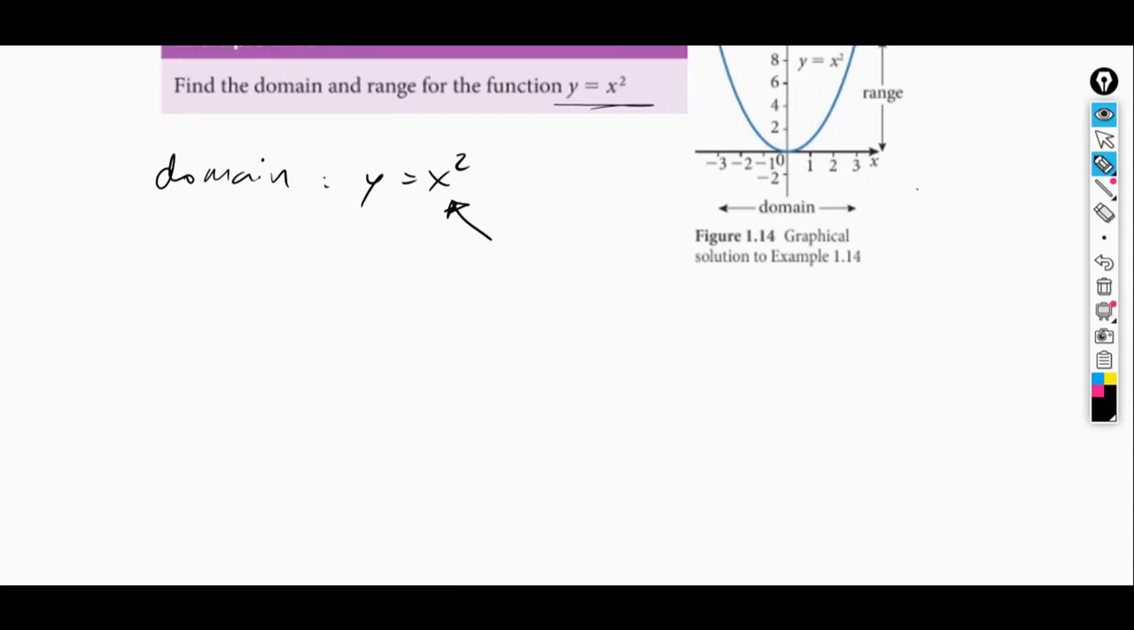Now we're going to introduce proper notation for this. There's one thing called set builder notation. In set builder notation, we would write the domain in the following way. We would use a bracket and then say x is such that x belongs to all real numbers. So this is one type of notation. The other type of notation is using intervals. For the interval notation, we say x belongs to negative infinity, comma, infinity.